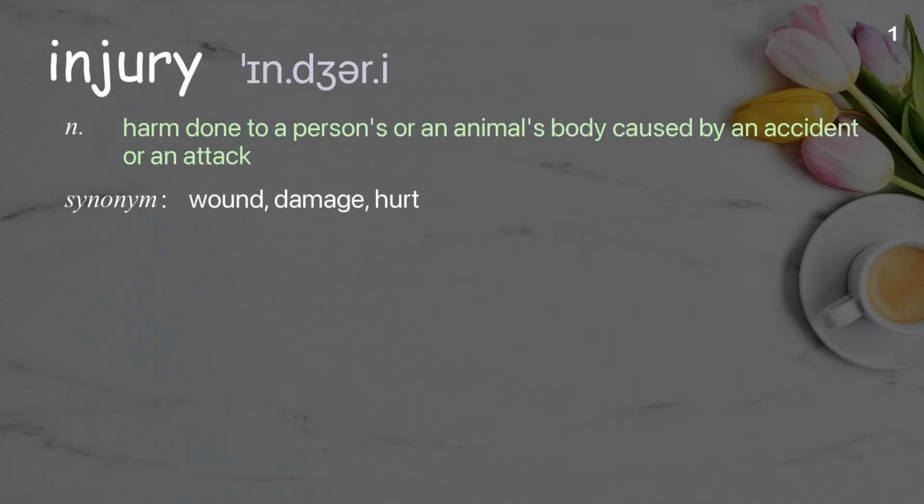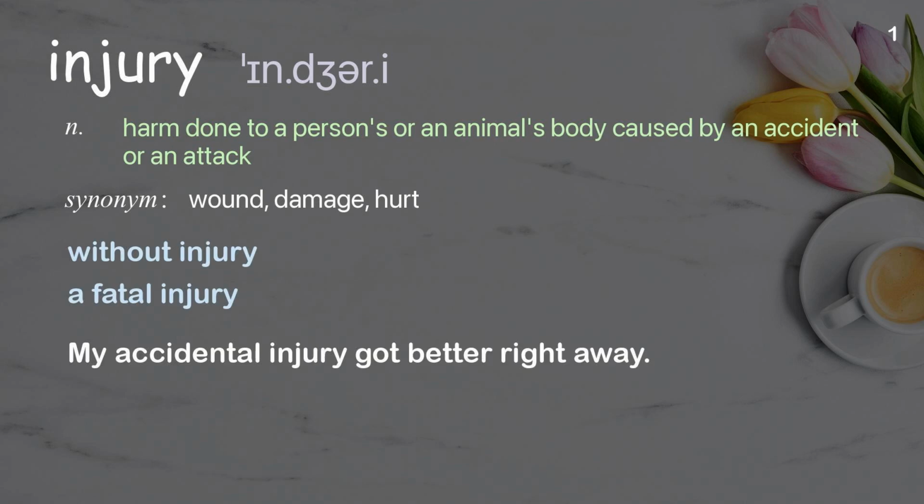Injury. Harm done to a person's or an animal's body caused by an accident or an attack. Examples: Without injury. A fatal injury. My accidental injury got better right away.